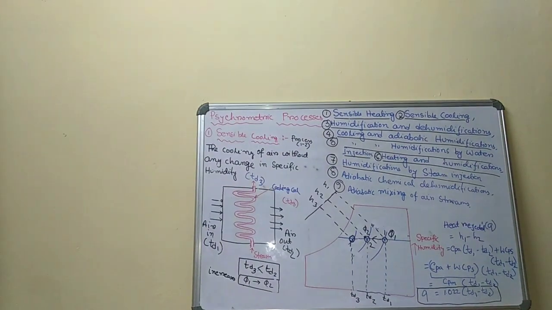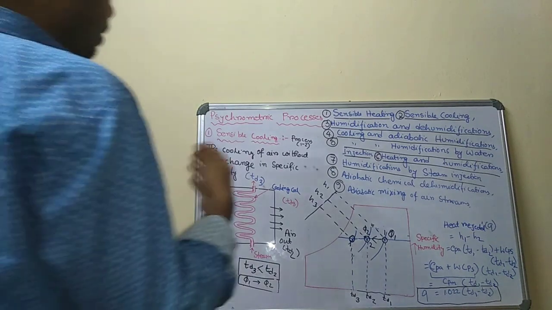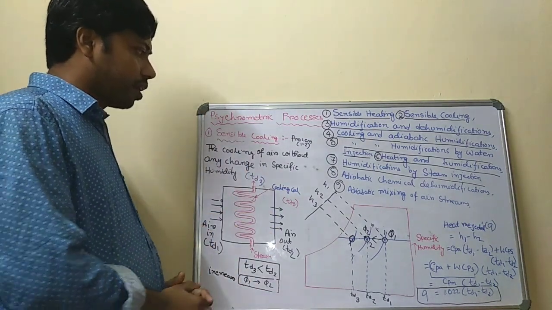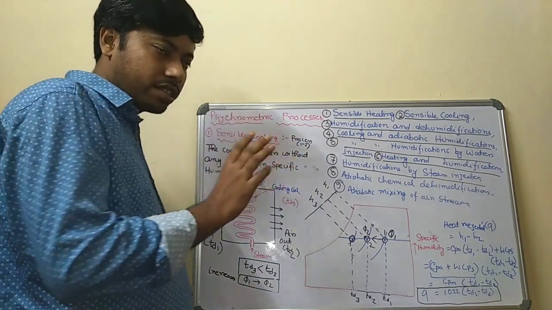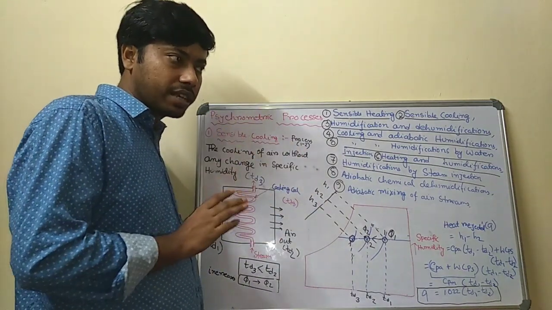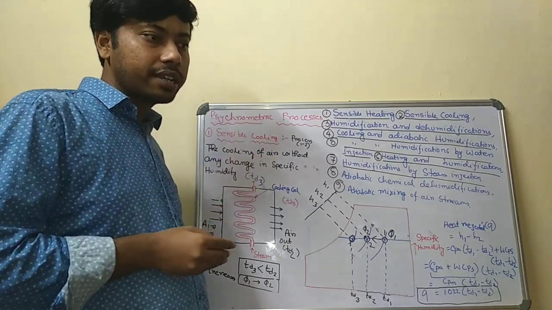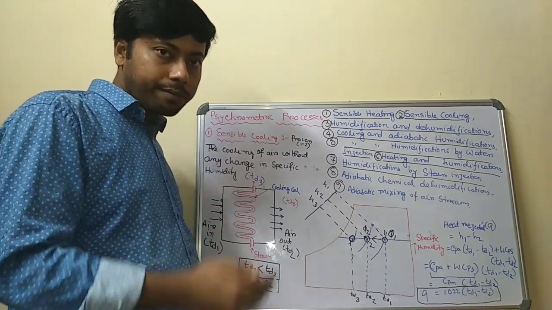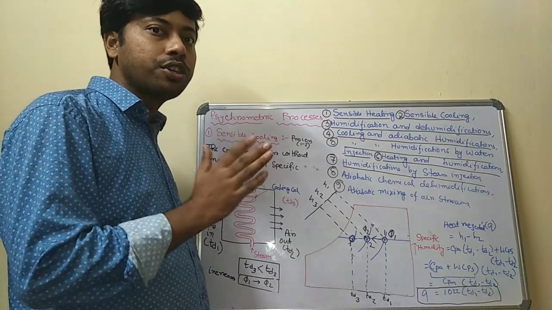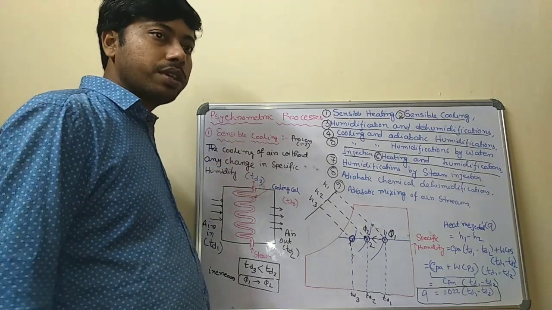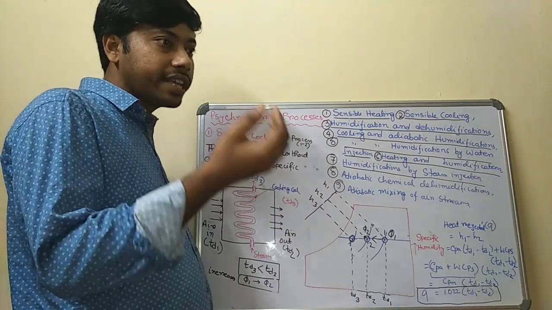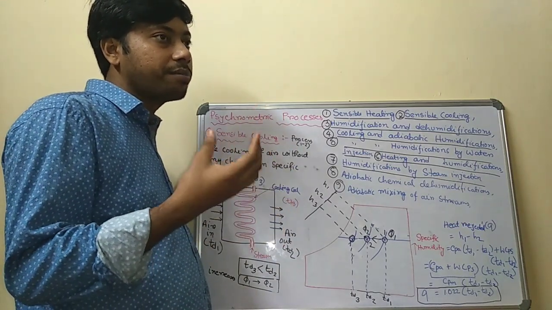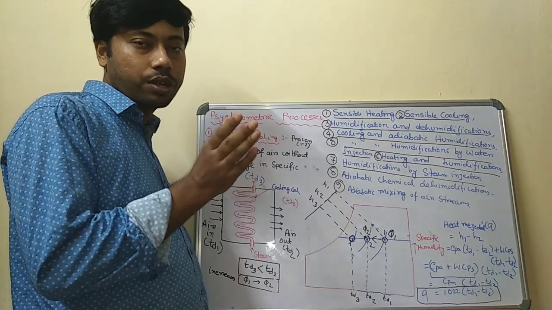So this is the sensible cooling process. As the psychrometric processes, we already discussed sensible heating. Sensible heating is the heating of air without any change in specific humidity. In sensible heating, the heat addition process is basically from process 1 to 2.